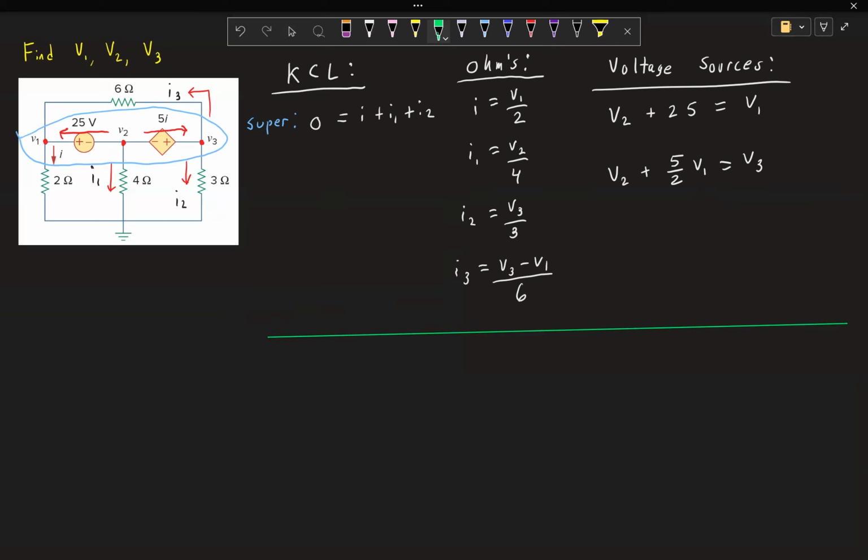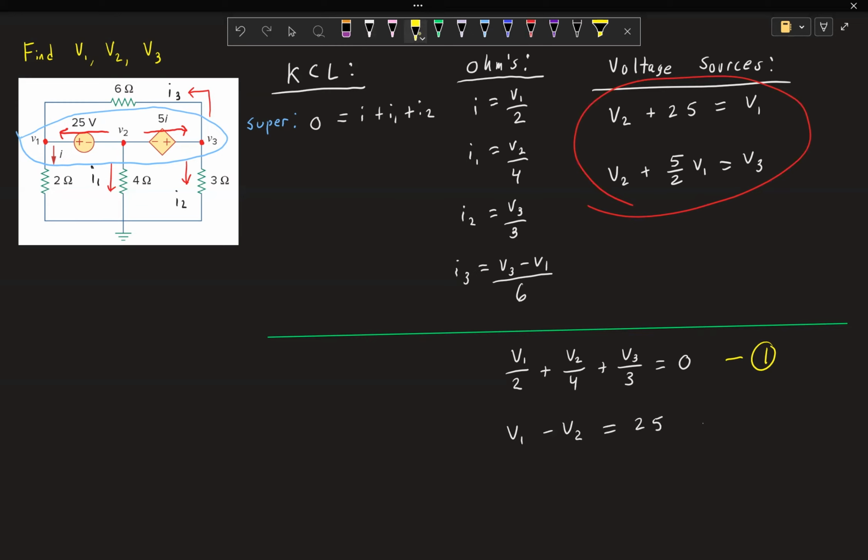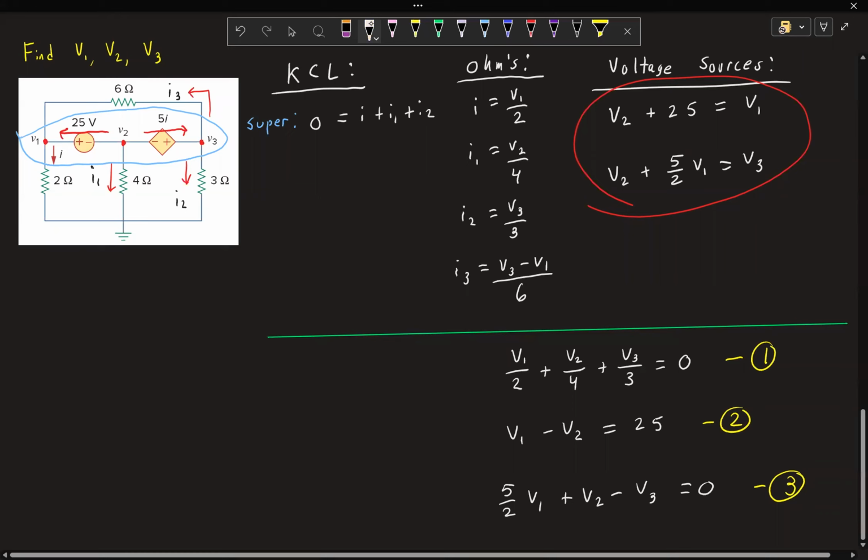Now, as always, we can plug in our Ohm's law into our KCL. So if you do that, you get the following equation. So that's going to be our first equation. And then our second and third equations will just be these. So you can just rewrite them in the proper order. That will be our second equation. And then that will be our third equation. Then you can go ahead and solve this system using your matrix calculator, preferably.